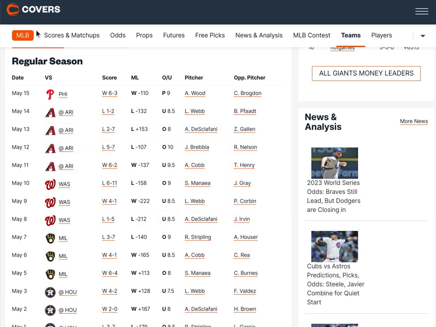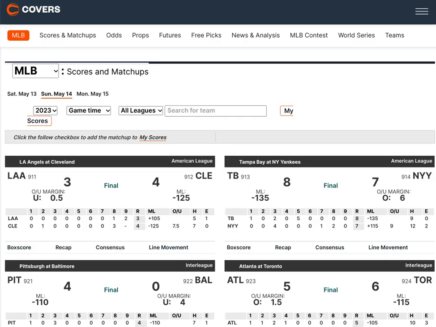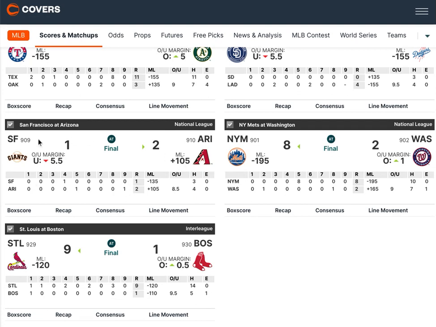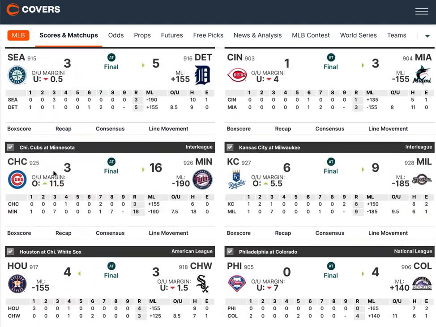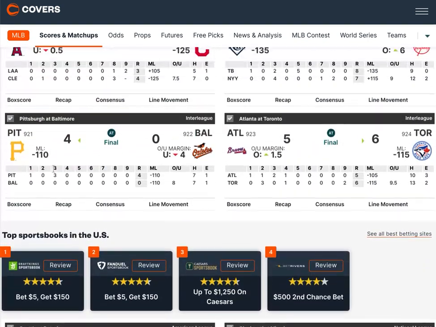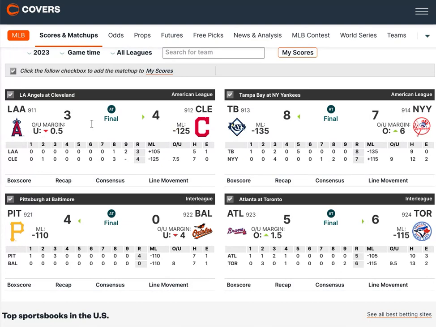So now the dilemma for me is handicapping this game. You say, well, San Francisco is a favorite, but they were in bad form, so it was a no play. And that would be the same as this game up here, LA Angels and Cleveland.